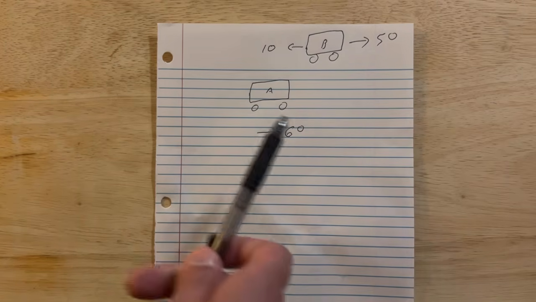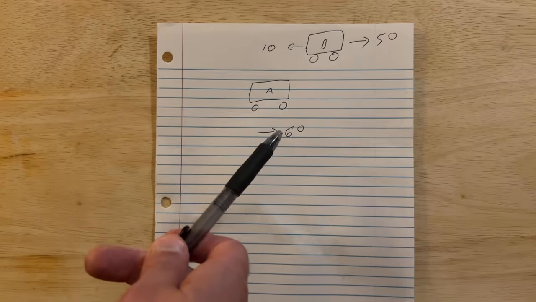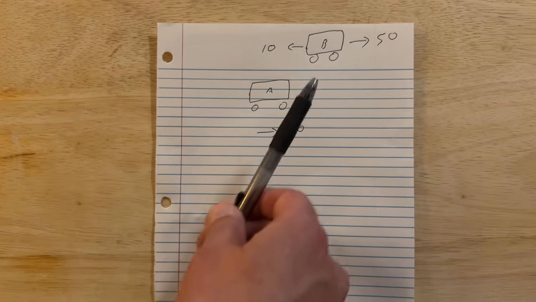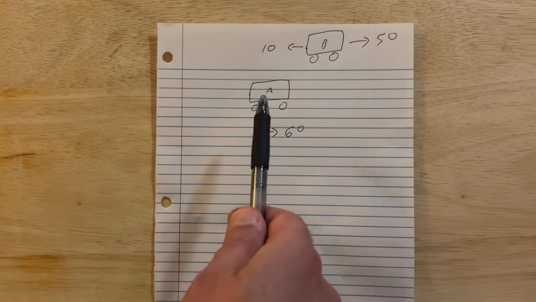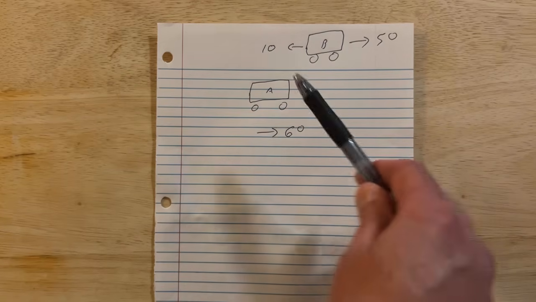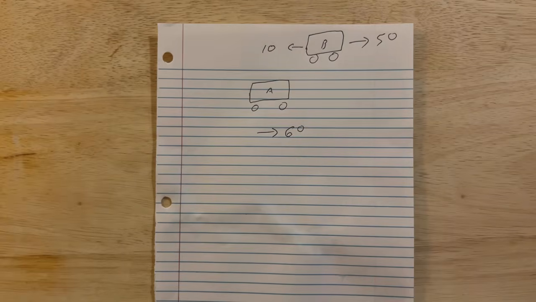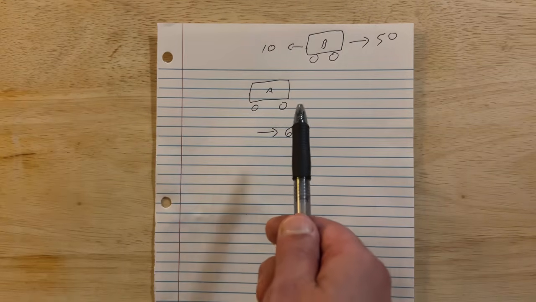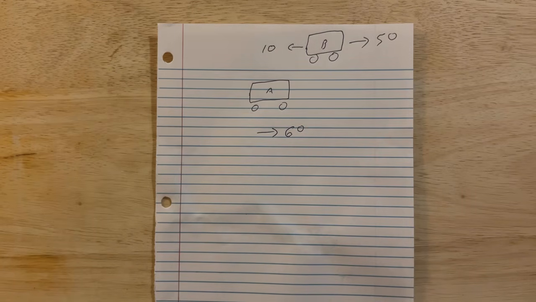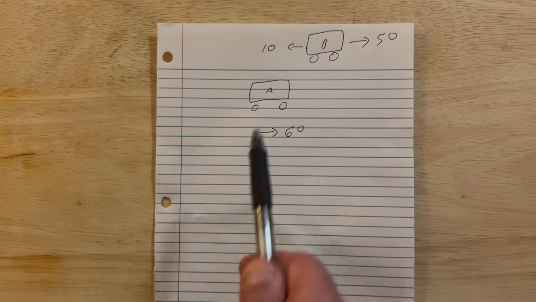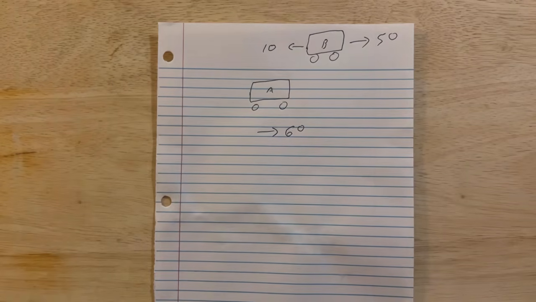Okay, so we have two vehicles traveling to the right. Vehicle A is moving at 60 miles per hour to the right. B is moving at 50 miles per hour to the right. But from A's perspective, A is sitting still and B is traveling to the left at 10 miles per hour. If these were not vehicles or trains and instead they were just two spaceships floating out in interstellar space or intergalactic space, so that the nearest stars were millions of light years away, then it would be impossible to tell which one of these vehicles was moving and which one was sitting still. All we know is that they are approaching each other at 10 miles per hour.